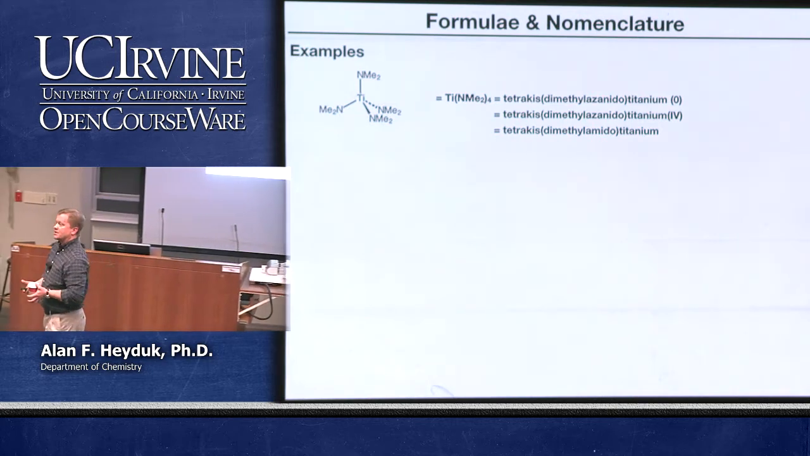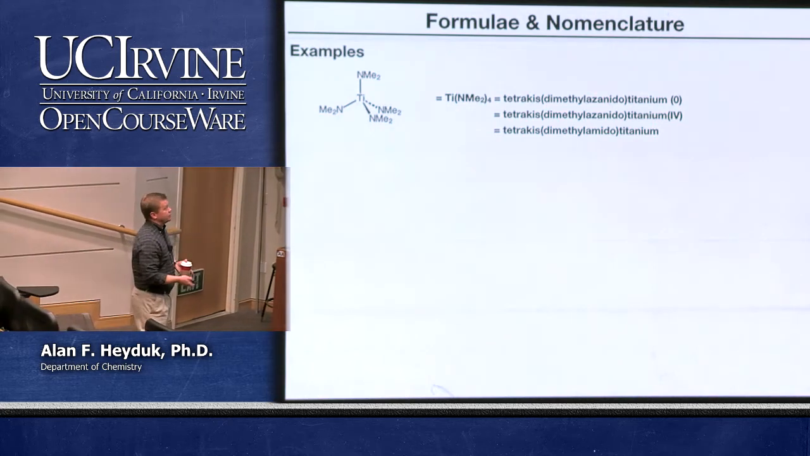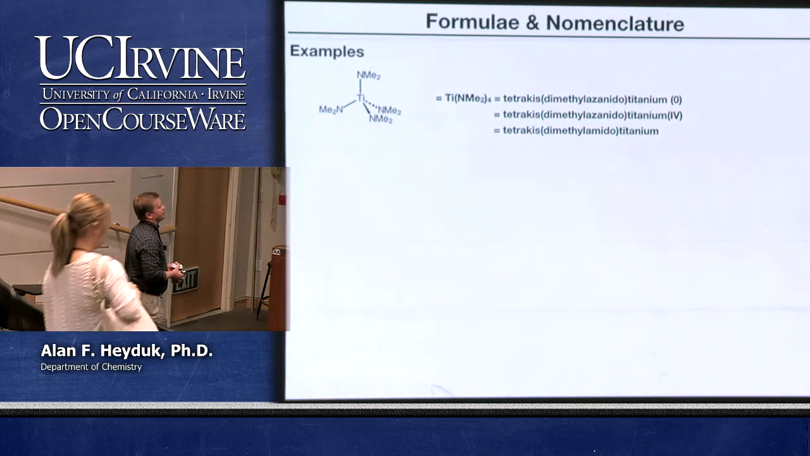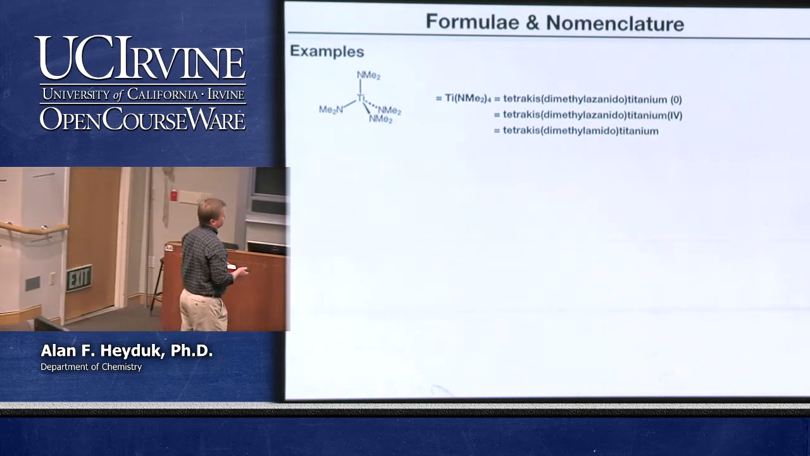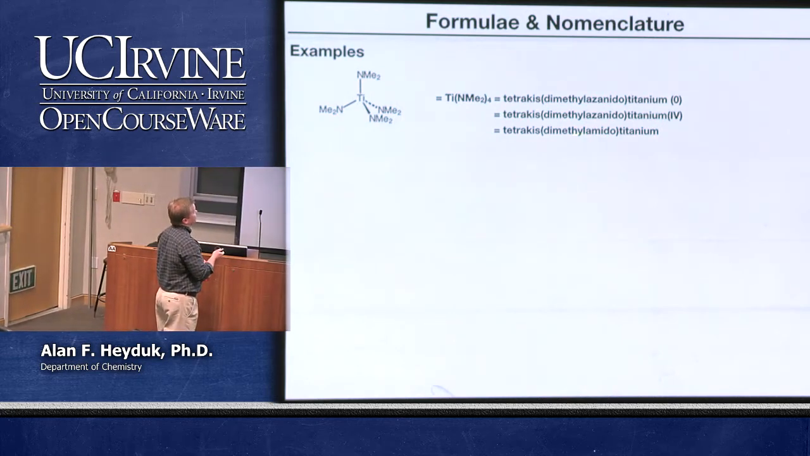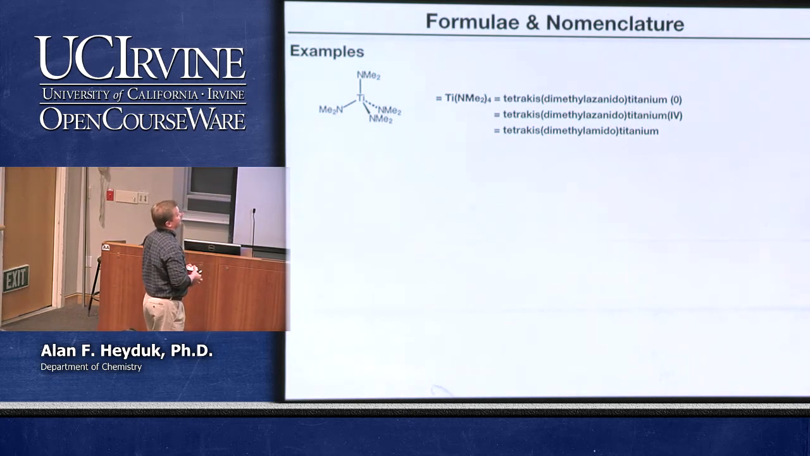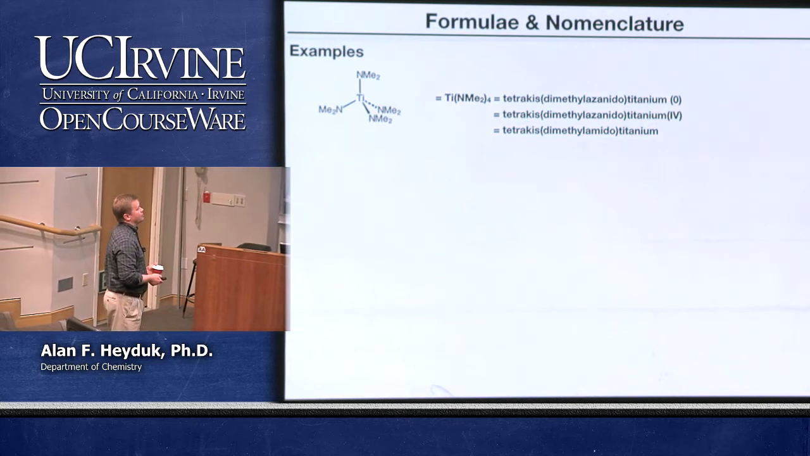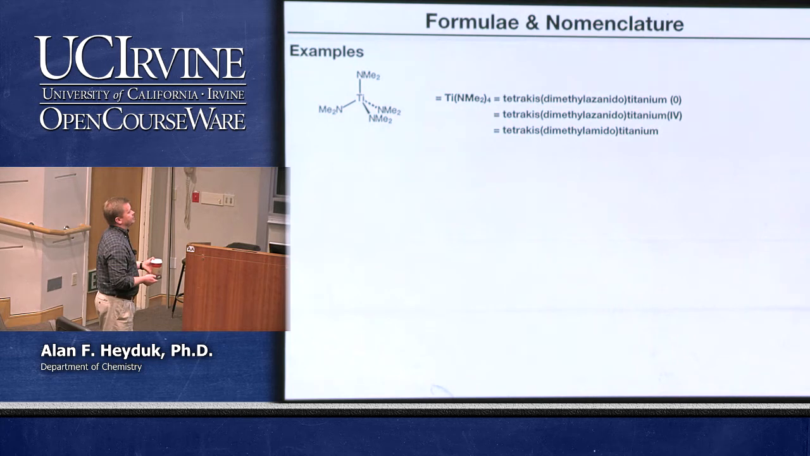That's the old Stock system, which honestly most inorganic chemists will use, though you can get into trouble in some very specialized cases of trying to assign the oxidation state. Again, commonly you're going to see inorganic chemists refer to these as dimethyl amido ligands, but for reasons we discussed last time, that is really not correct and leads to a high degree of confusion, especially when you're talking to organic chemists.